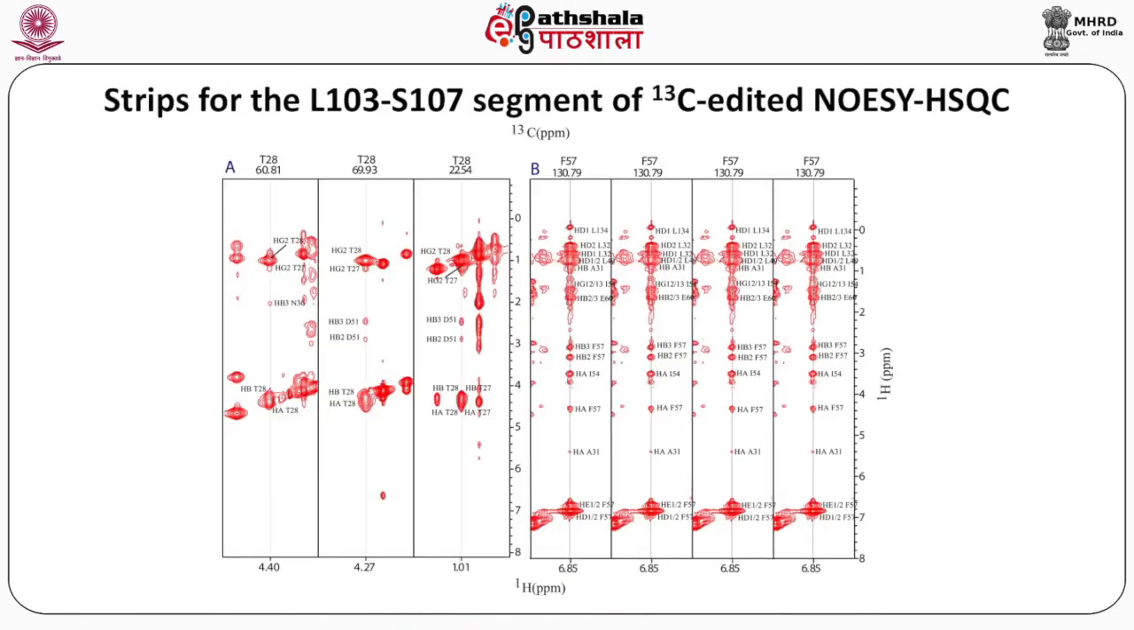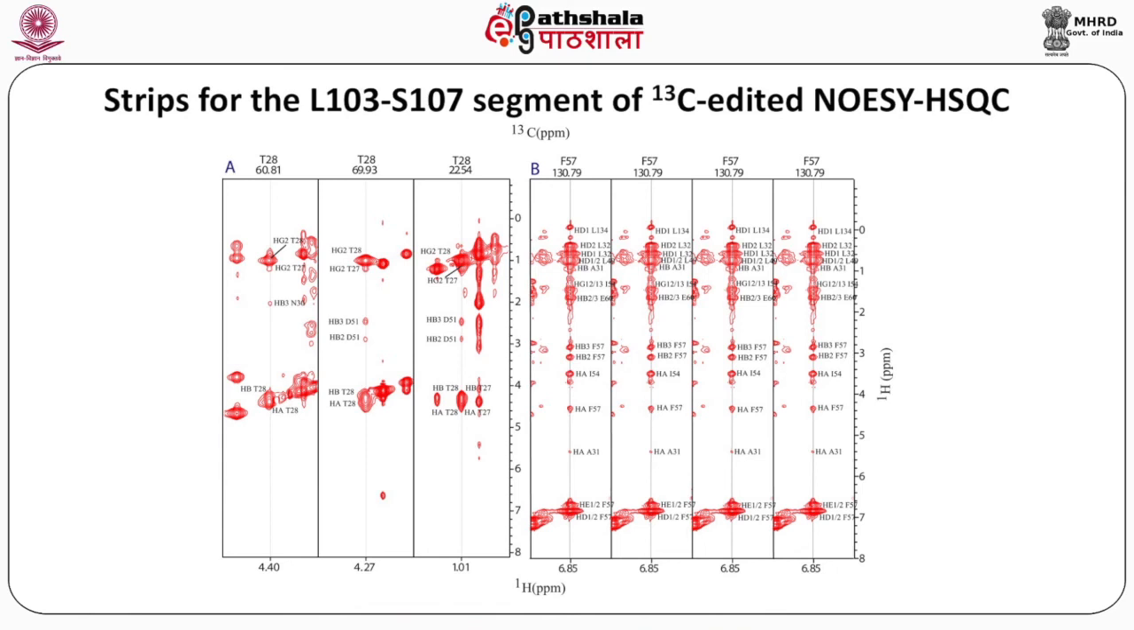So, here in this figure, we see the strips from the 3D C13 edited NOESY-HSQC. On the left, you see from the aliphatic region, and on the right, you see from the aromatic region. That is why the proton chemical shifts on the left are less than 4.5 ppm and they are more than 4.5 ppm for the strips shown on the right. The residue on the right is phenylalanine 57, whereas the residue shown on the left for aliphatic strips is threonine 28.